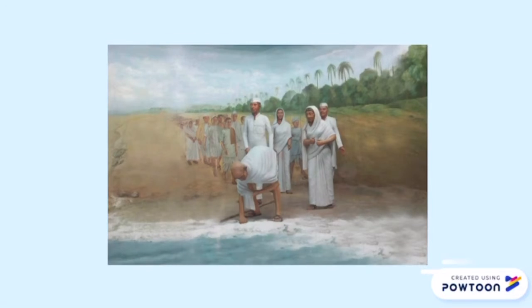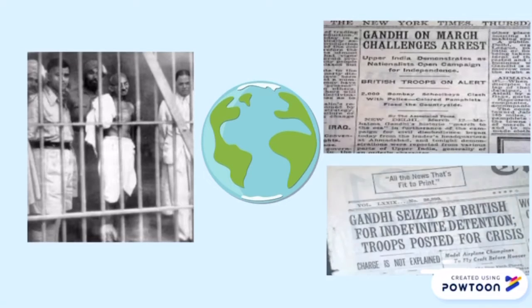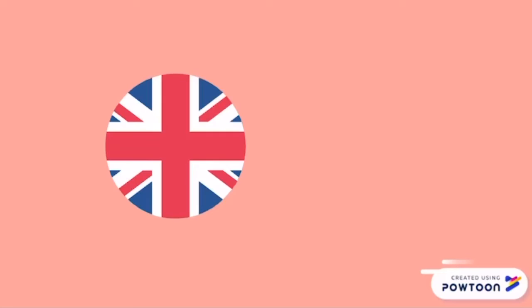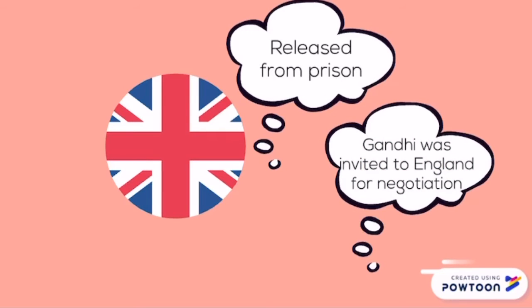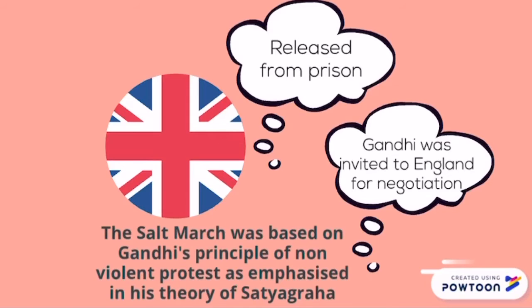Following this, Gandhi and 80,000 Indians were arrested. This drew worldwide attention to the Indian independence movement through extensive newspaper coverage. Following this, finally, Gandhi was released from prison and was called to England for negotiation. The Salt March was based on Gandhi's principle of non-violent protest as emphasized in Satyagraha.